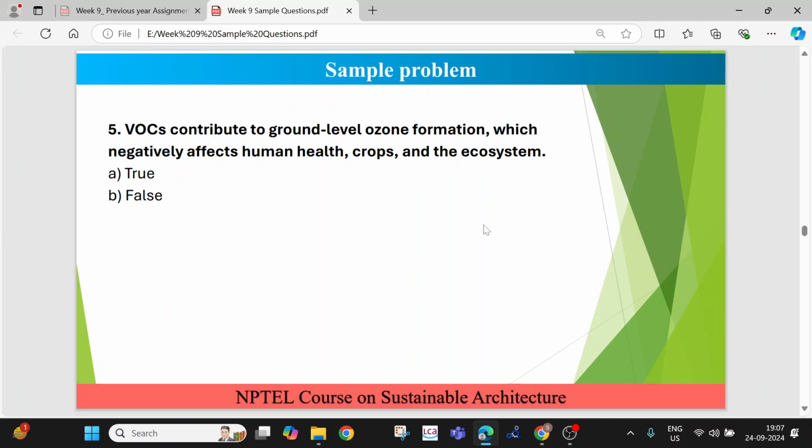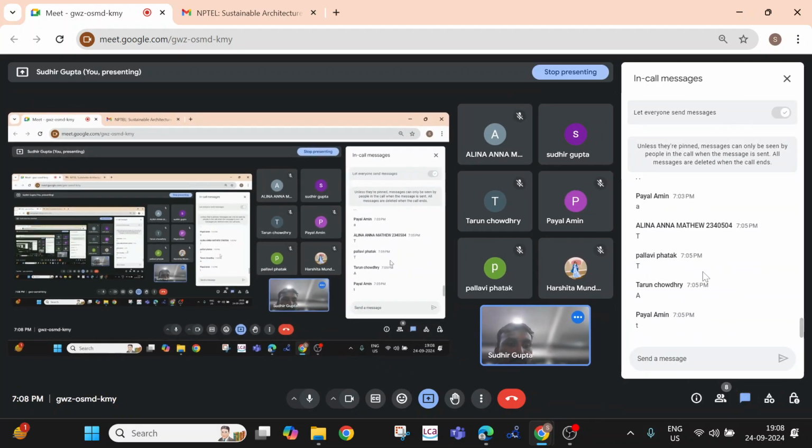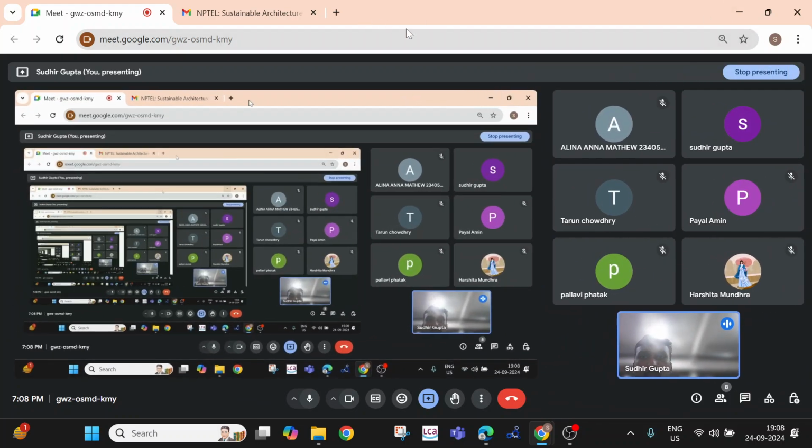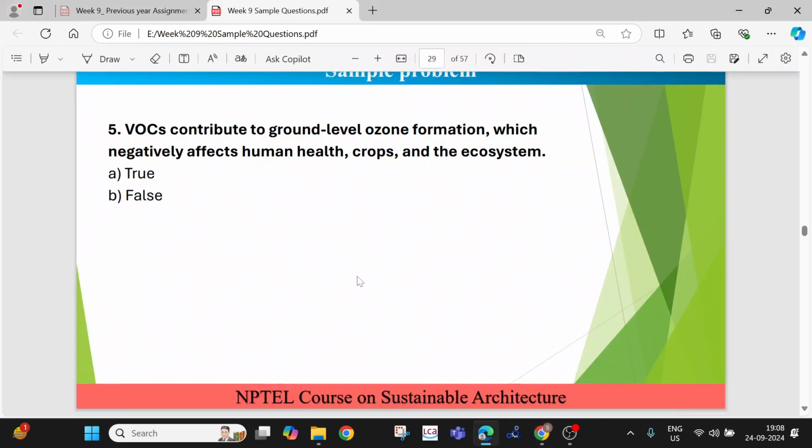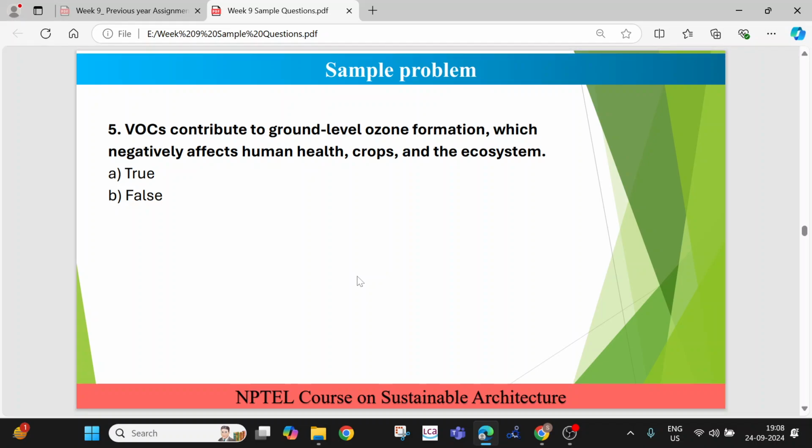Let me see how many of you have answered it correctly. Okay. So for this question I'm not getting a mix of answers finally. All of you are going in the right direction, and this statement is absolutely correct. That is, the VOC react with the sunlight and nitrogen dioxide or nitrogen oxides to form ground level ozone, which has negative effects on human health, agriculture, and ecosystem. This statement is absolutely correct. Can we move to the next question?